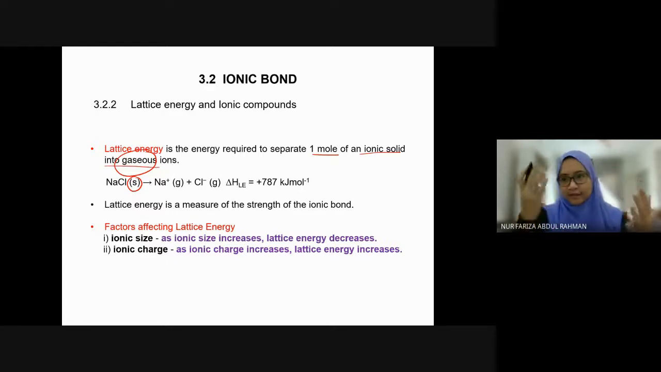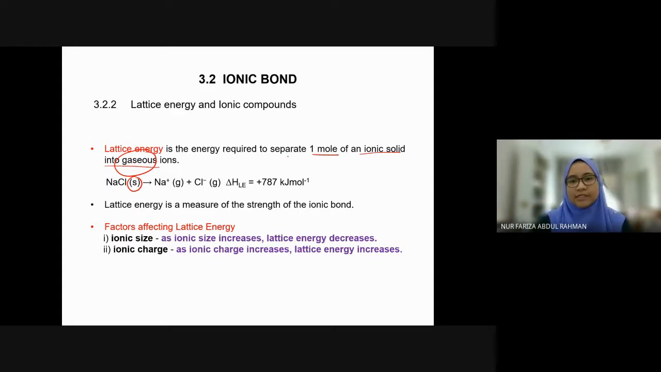Liquid mana ada segi-segi formation of lattice dekat situ. So that's why liquid does not have lattice energy. Lattice is only available for solid. Okay, bila dia nak form solid ataupun bila dia nak dia daripada solid ataupun dia to form solid. So anything involve solid, dia ada lattice energy.